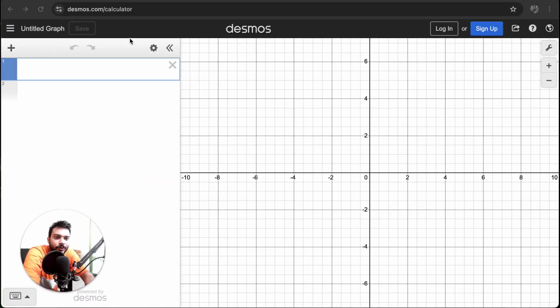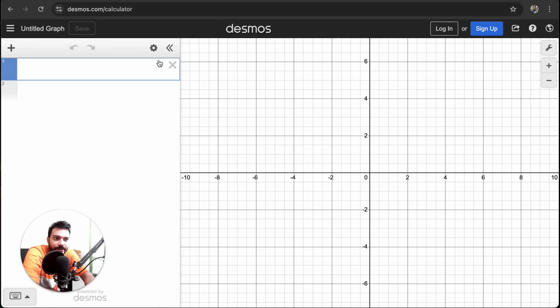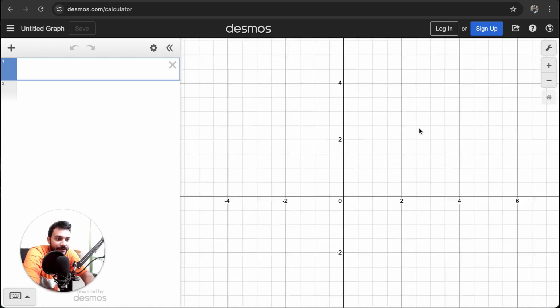Okay, so when you open the Desmos graphing calculator app, for that you need to put in this URL, desmos.com/calculator, because Desmos as a company has more offerings apart from the graphing calculator as well. Okay, so when we come here, this says untitled graph, and here we need to input the equations or the functions which we want to graph, and they would appear right here on the grid.